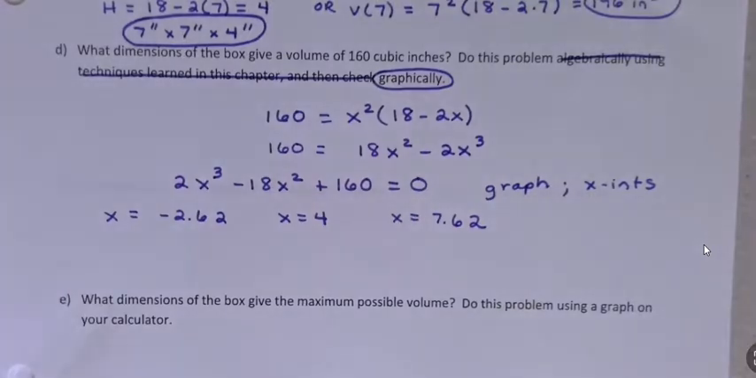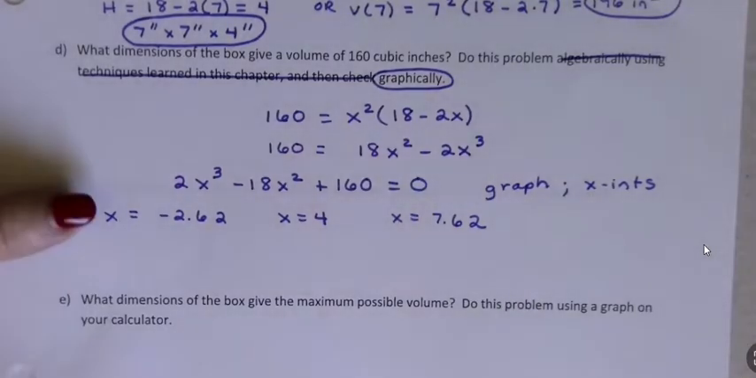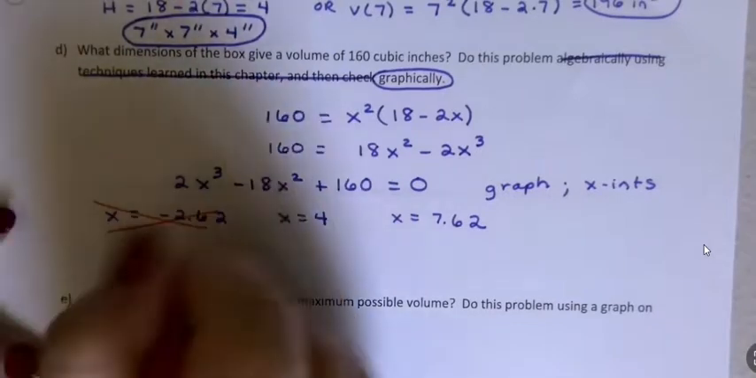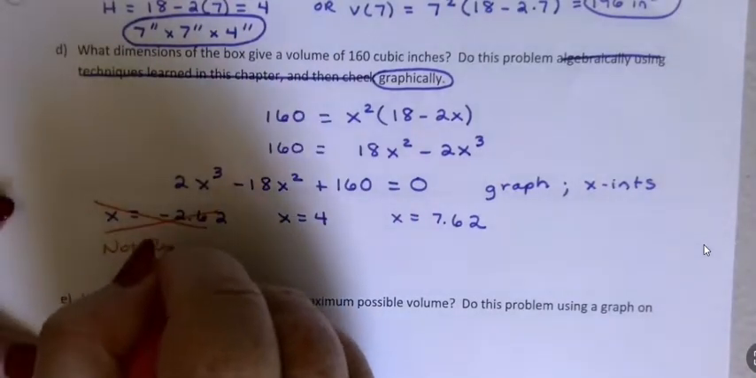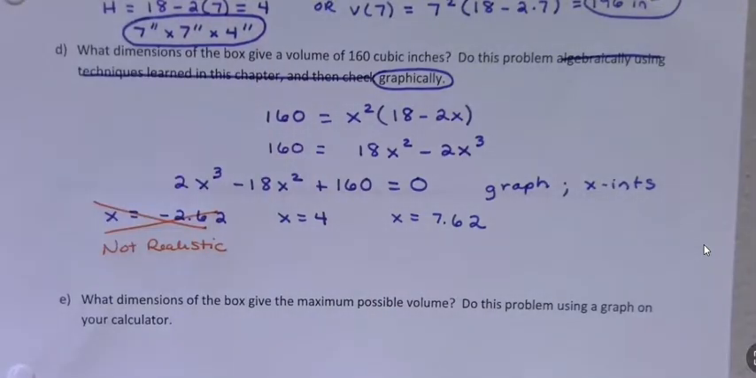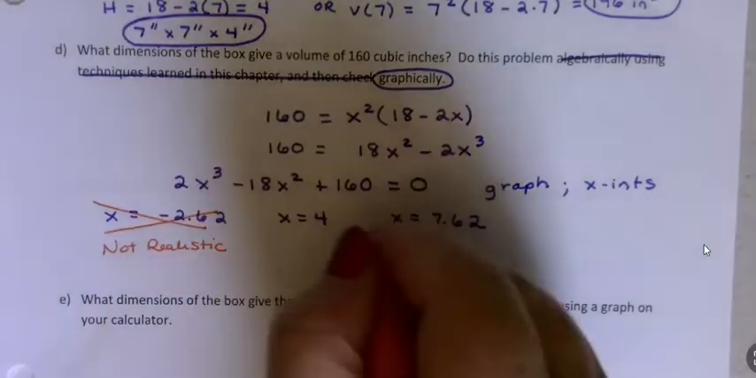All right, so there, according to Desmos, are the 3 solutions to this equation. I'm sure you'll all agree with me that I can throw out the negative one right away. I can't have a negative dimension to my box. So this one's not realistic. x equals 4 works though. Remember, that's both the length and the width.